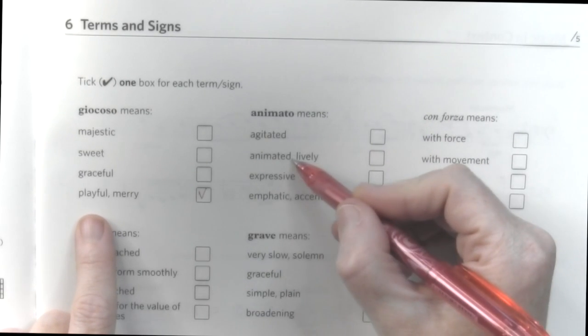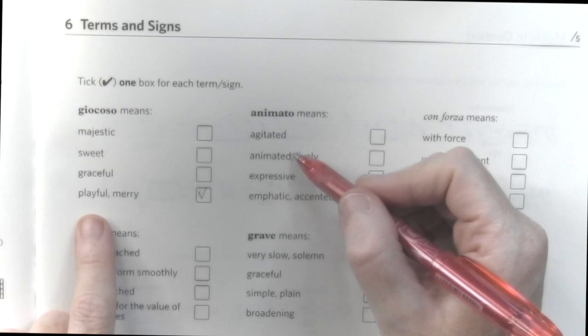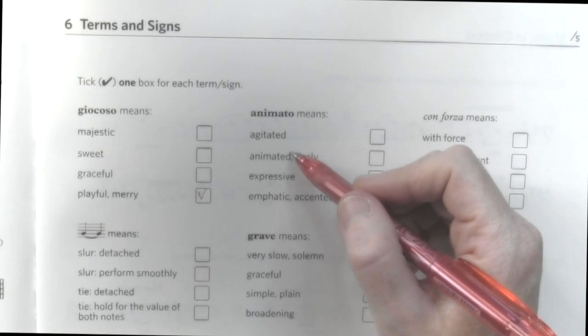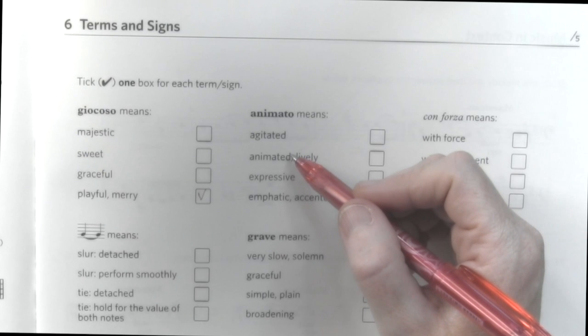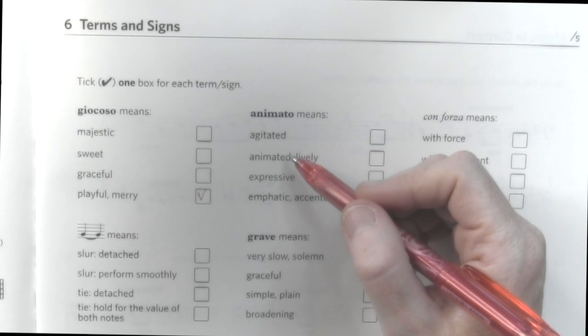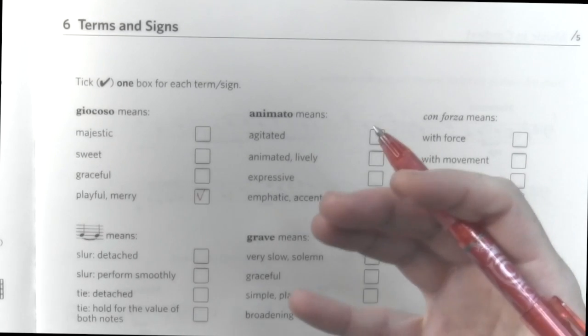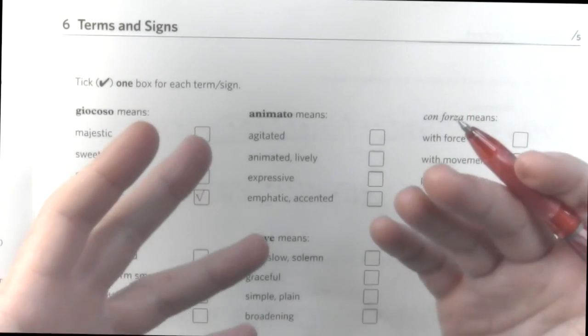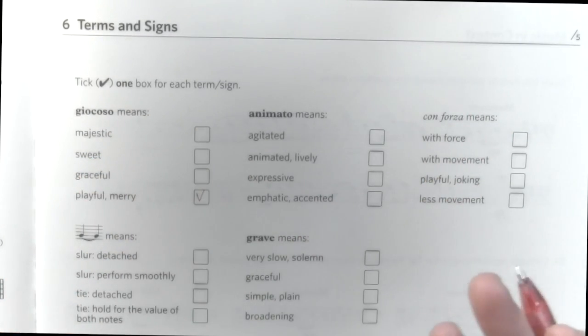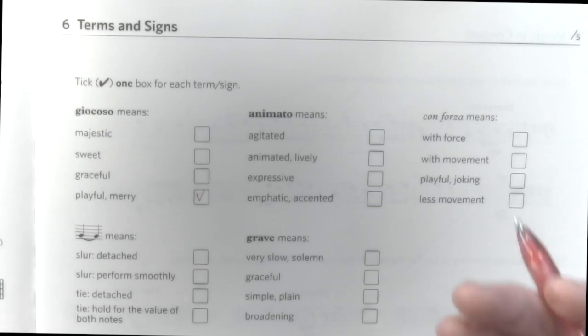Animato is animated. Try to remember the terms. I always say, when you encounter them in a piece that you play, don't just rely on what your teacher says. Try to remember how you play it. Give it a sense, a meaning. So if it's majestic, how do you play it? If it's animated, what does that mean? It means that you need to hurry up. Okay, you need to liven it up.